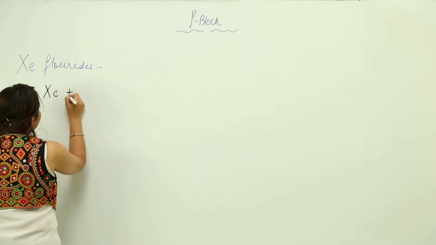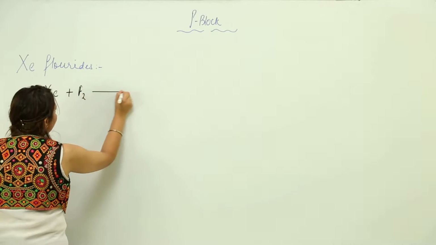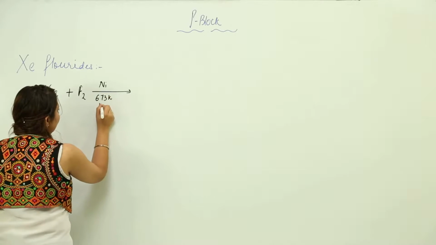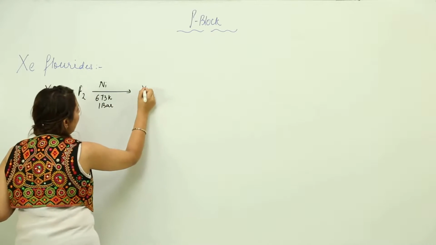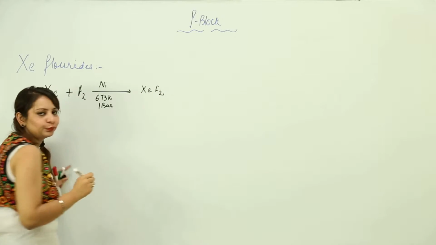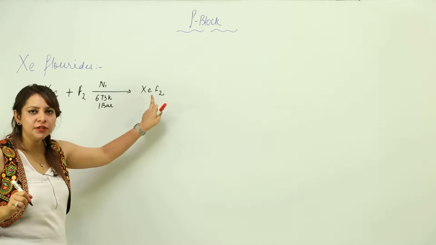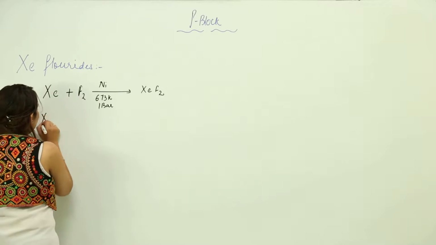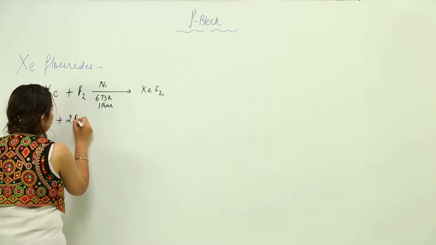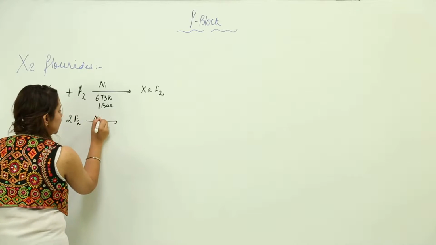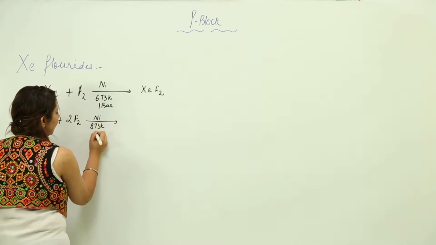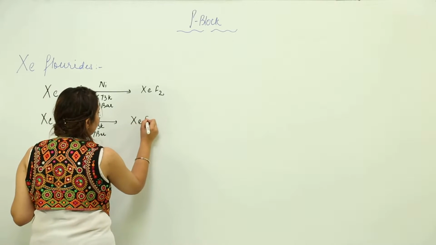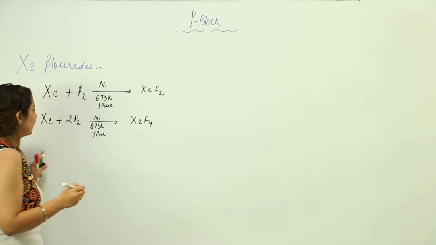Xenon reacts with fluorine in the presence of nickel, at approximately 673 Kelvin and a pressure of 1 bar, and it forms XeF2. Its fluoride formation is not limited to this, and it actually forms further fluorides. If we react Xe with 2F2, again in the presence of nickel, but with higher temperature and higher pressure, we see that it forms the fluoride with formula XeF4.